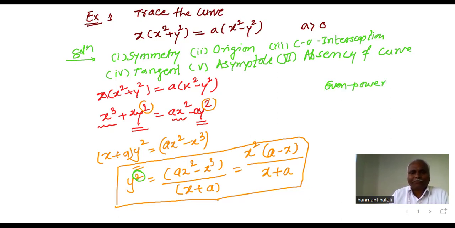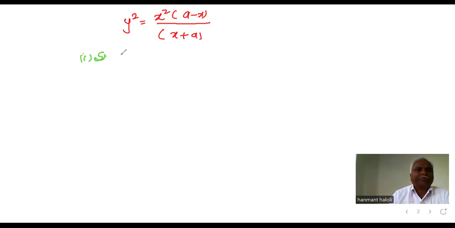I'll go to the next slide. I'll write the equation, just one second. y square equal to x square into a minus x divided by x plus a. This is our equation. Now we are checking the given powers. The first point is to get symmetry. Write it point-wise: symmetry.